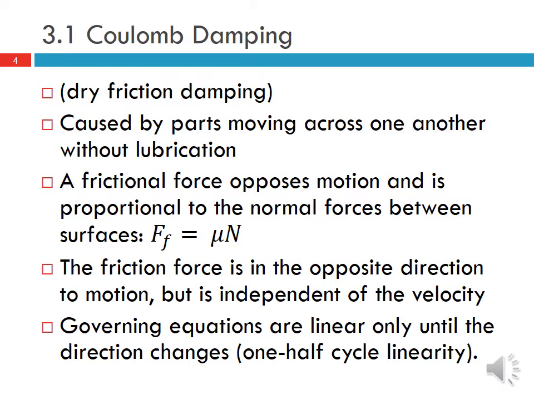Coulomb damping is caused by parts moving across one another without lubrication. Basically, a frictional force opposes the motion and is proportional to the normal forces between the surfaces. So we have this frictional force Ff proportional to the normal force N with some coefficient of friction. The friction force is in the opposite direction of motion, but is independent of the velocity, so it's only related to the normal force. The governing equations are linear, but only until the direction changes. So it just has one half cycle of linearity, and then when the direction changes, the force changes, and so the equations become nonlinear when you go for more than half a cycle.